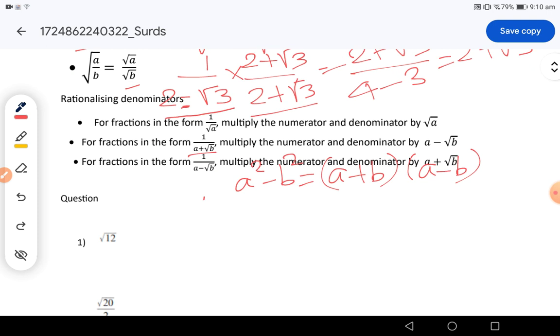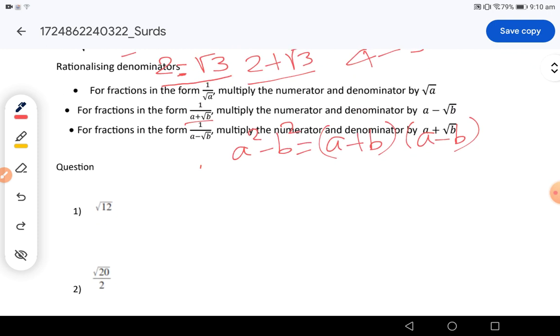So let's start. First question root 12. So try to split in root 12. One number should be a square number like 4, 9, 16, 25 like that. So can we write 4 times 3, because 4 times 3 is 12 and 4 is a square number. So the answer is 2 root 3.